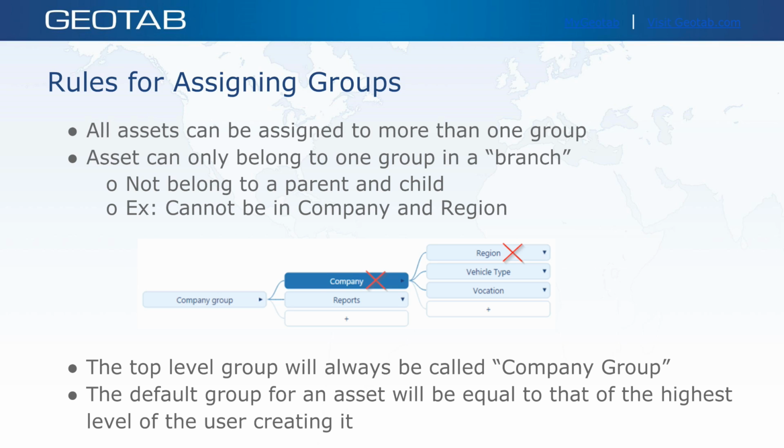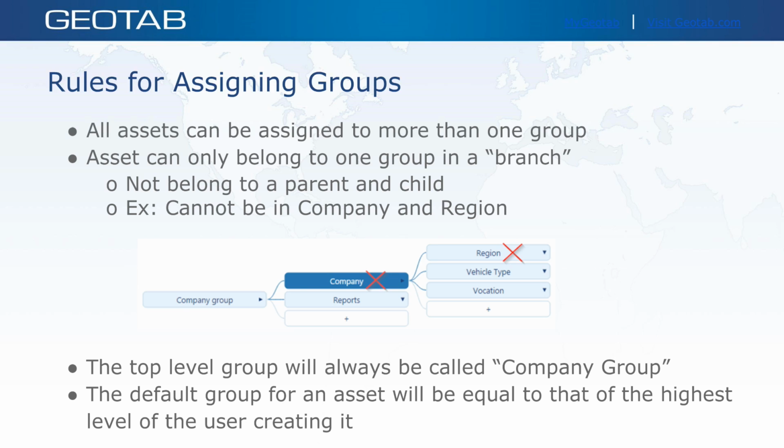So when you first get into a database, you're going to have a group called company group and nothing else underneath it. So that's always going to be your top level. The default group for an asset will be equal to that of the highest level of the user creating it. So let's say that I'm a user and I have access to the region group only. If I add an asset and I don't define the group that I want it to be a part of, it will be a part of the region group. So it will always be that of the highest level of the user creating it.